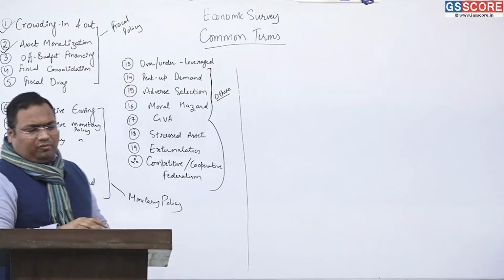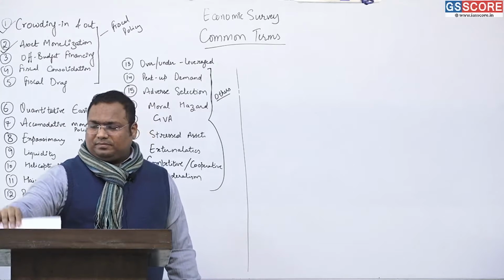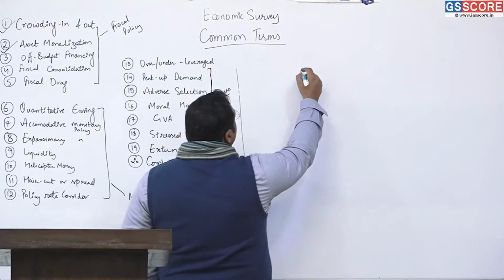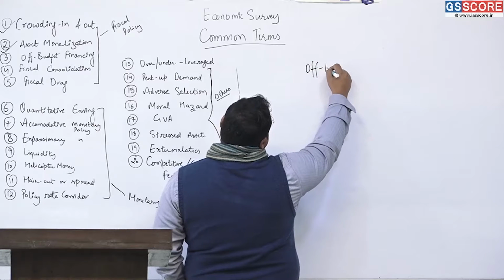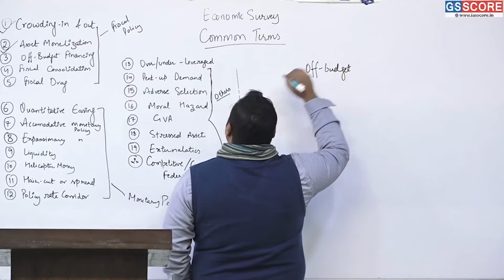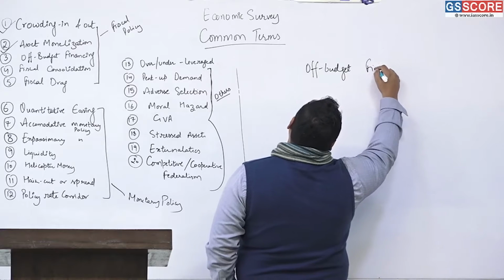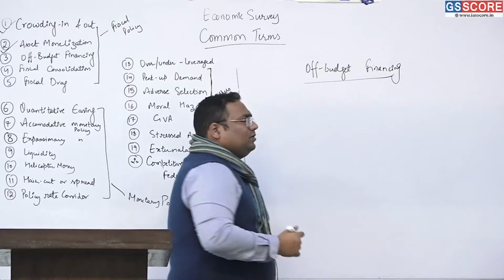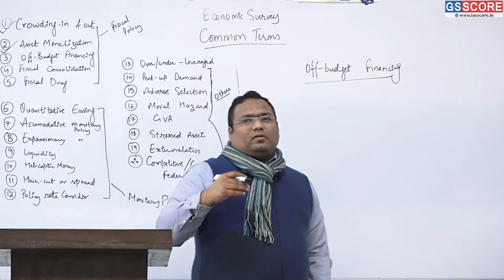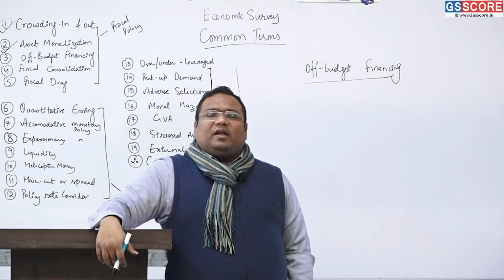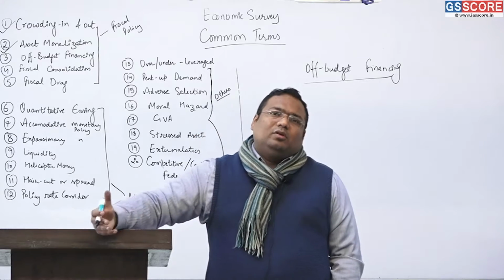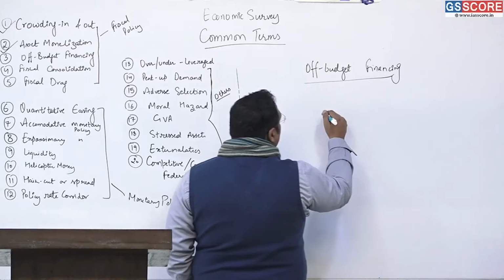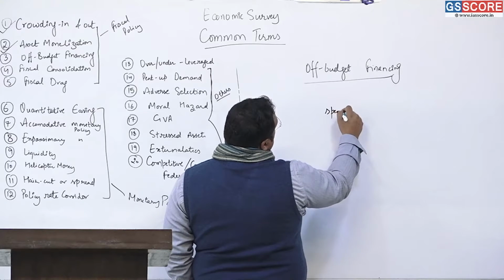Next term is off-budget financing. What is off-budget financing? Off-budget financing is financing of a scheme or financing of an expenditure that is not recorded in budget. Okay? Spending outside the budget.